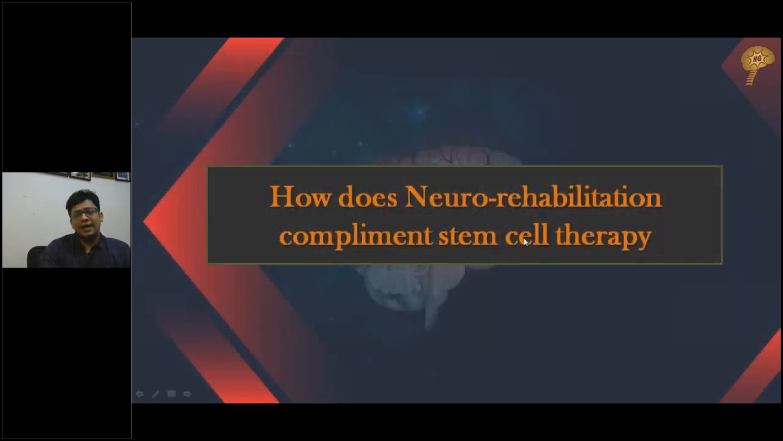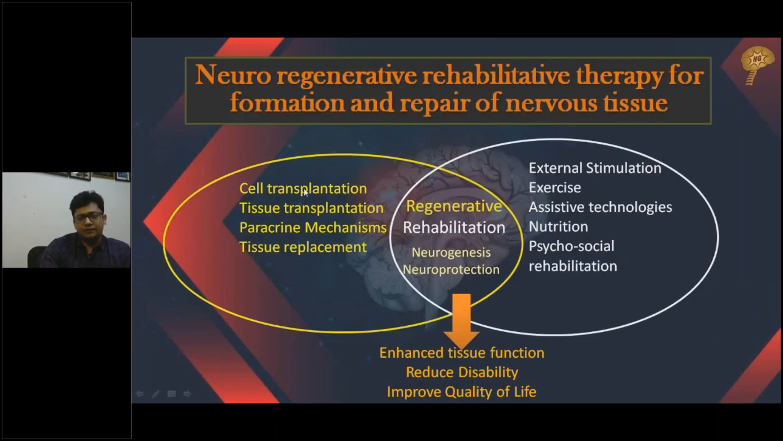But how does neuro rehabilitation complement stem cell therapy? Or in other terms, after stem cell therapy, why is neuro rehabilitation so important? So here comes the picture. The cell transplantation, the tissue transplantation, the paracrine mechanisms, the tissue replacements, these all are stem cell therapy's properties. External stimulation, exercise, assistive technology, nutrition, psychosocial rehabilitation, these all are therapeutic properties.